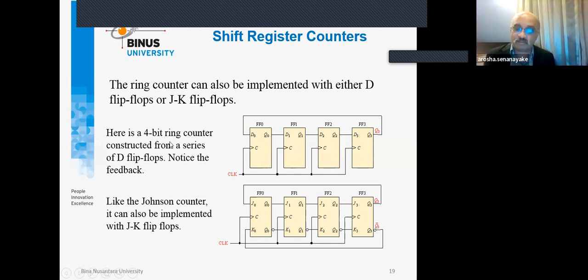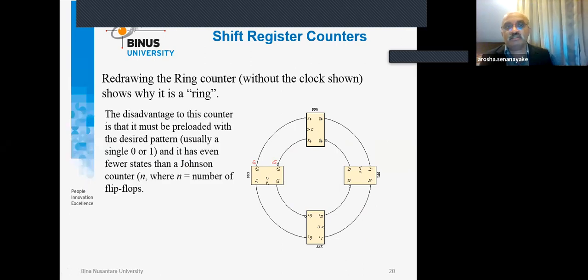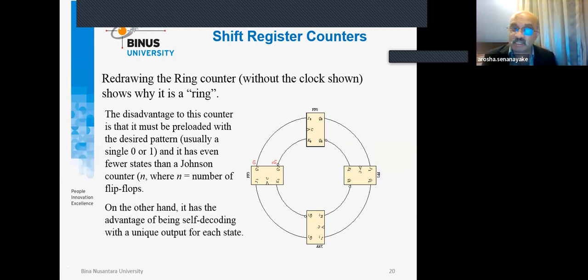So this is a ring counter. As you can see, it is a ring, there is no twist. It must be preloaded with the desired pattern, usually a single 1 with the rest 0, and it has even fewer states than the Johnson counter. On the other hand, it has the advantage of being self-decoding with a unique output for each state. That's basically what you normally understand when it comes to JK or D-type flip-flop.